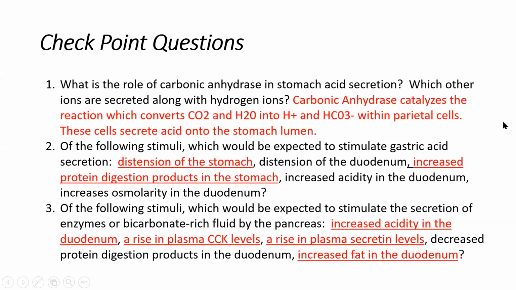All right, question 3, of the following stimuli, which would be expected to stimulate the secretion of enzymes or bicarbonate-rich fluid by the pancreas? So enzymes or bicarbonate-rich secretions by the pancreas, we're really looking at what is going to increase secretin and CCK release. So increased acidity in the duodenum, yes, that's going to stimulate those two. A rise in plasma CCK, yes, that's going to stimulate those two. A rise in plasma secretin, yes.